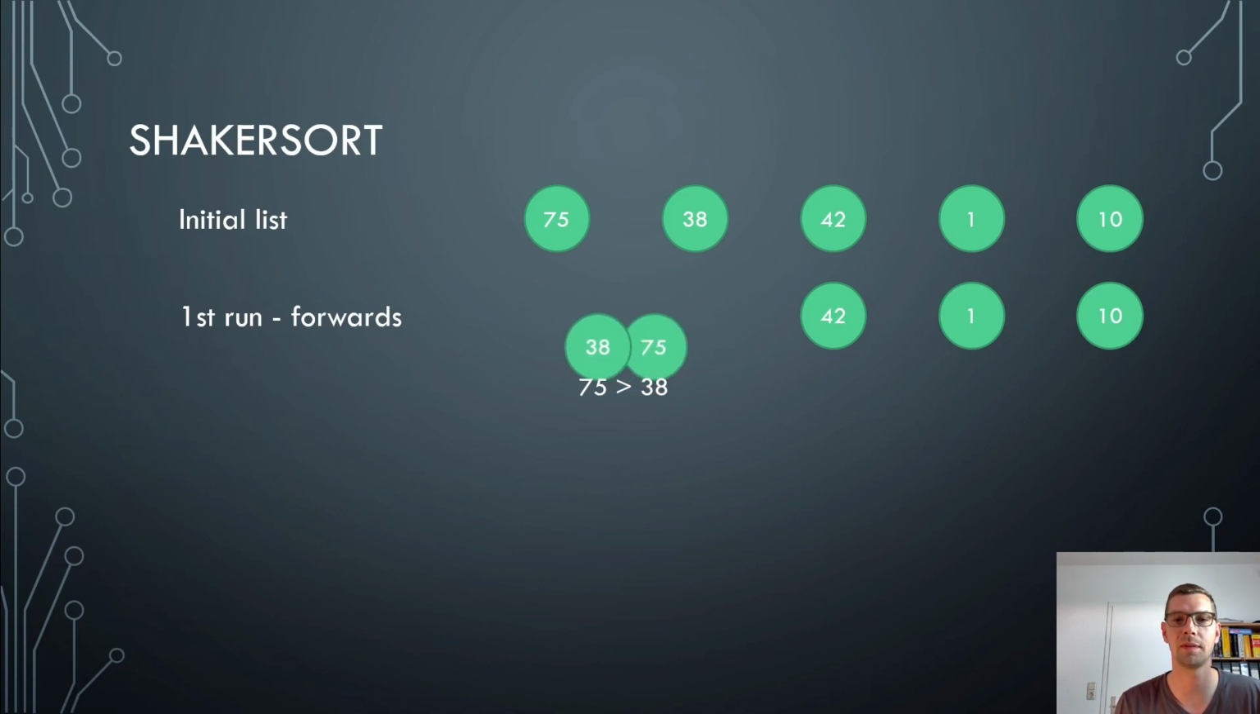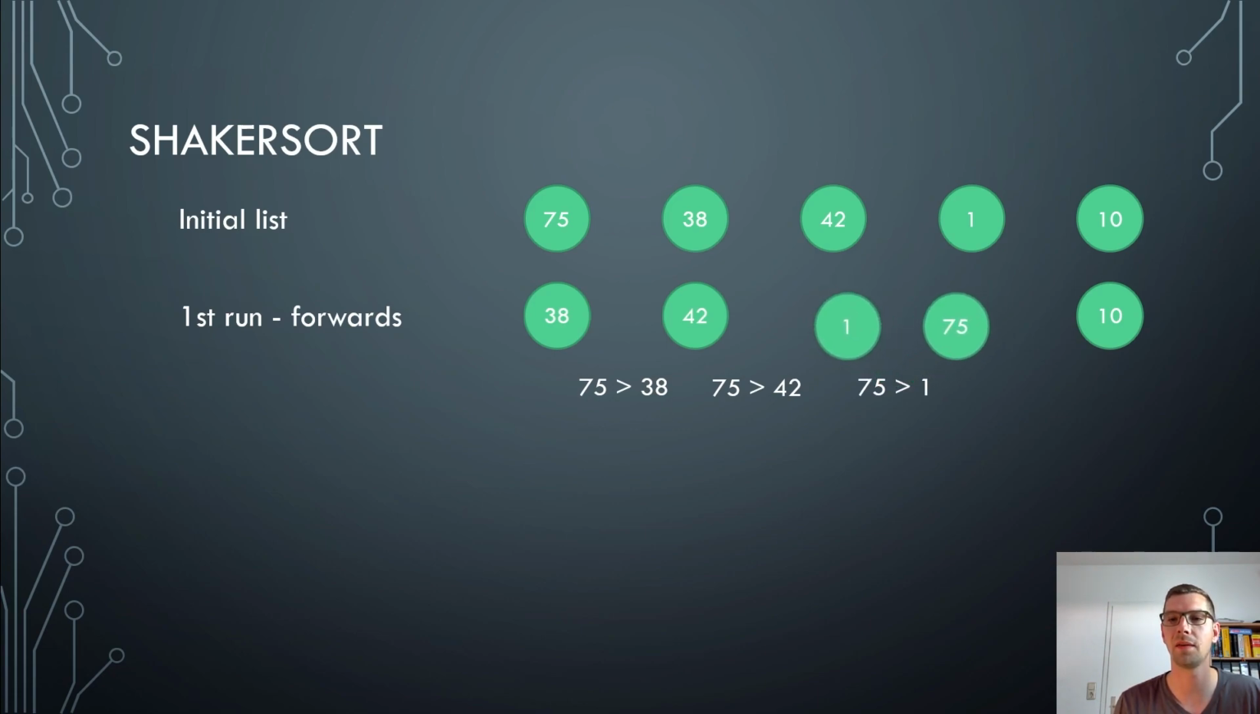So we swap these two, then we look at 75 and the 42. We see 75 is greater than 42, so we have to swap. We compare the 75 and the 1, so we have to swap again. And then we compare the 75 and the 10, which is smaller, so we have to swap again.